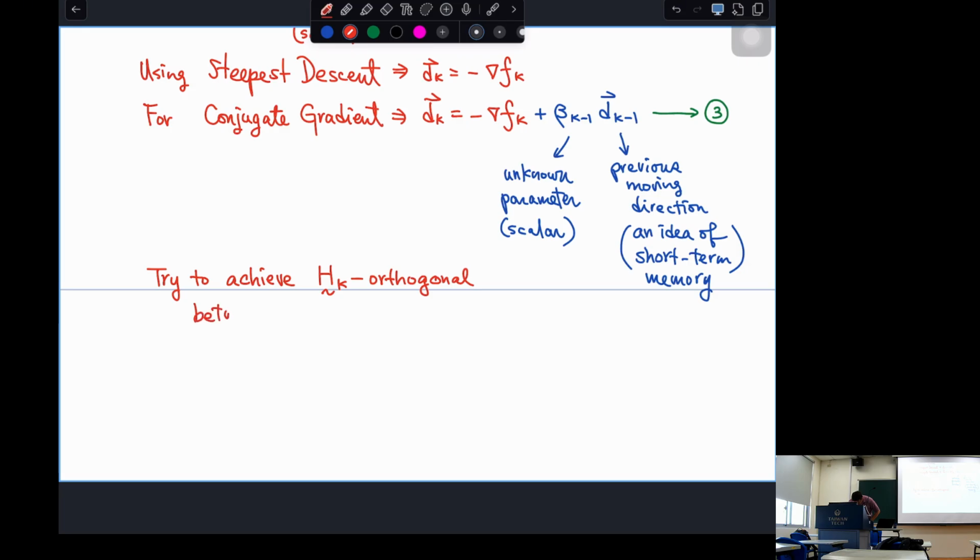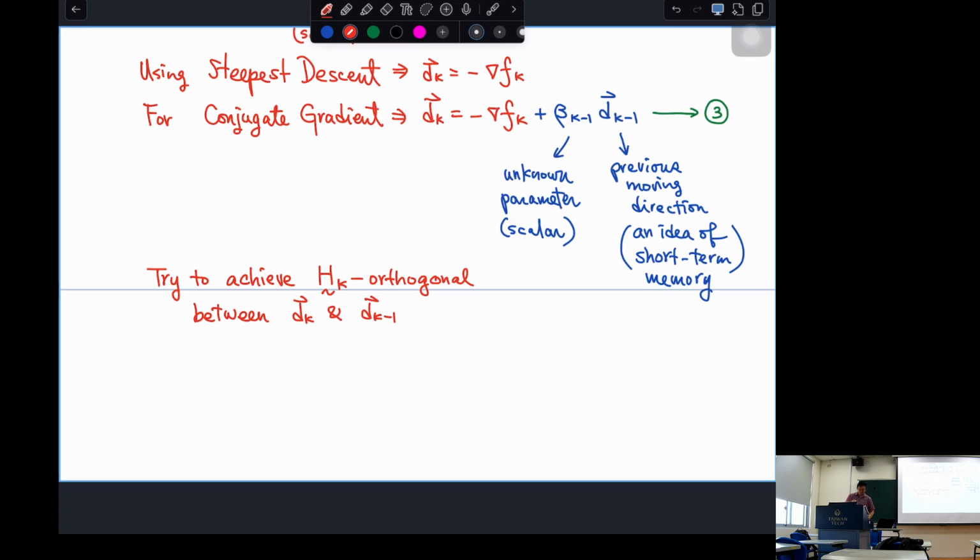Between dk and dk minus 1. So we want to play with math. Right now there is an unknown beta. Can we figure out how the beta should look like? So dk and dk minus 1 becomes HK orthogonal.